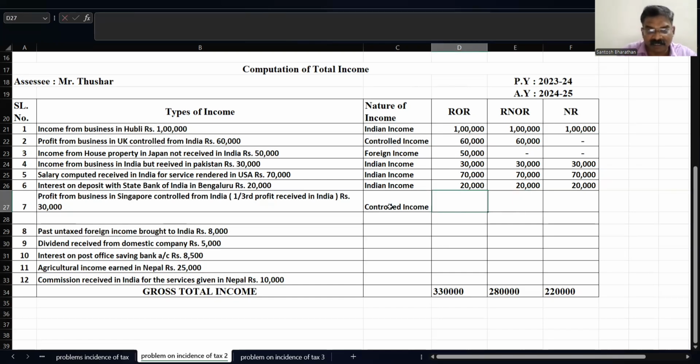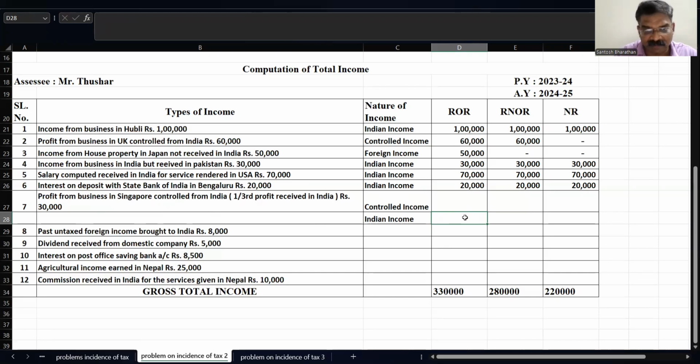Okay, so how much do they say? One third, and again one third in the sense that it is received. Okay, 30,000. Again, we have an Indian income. What is that Indian income? One third profit received in India, rupees 30,000. Out of that 30,000, one third is received in India. Whatever is received in India, we treat as an Indian income. So two things are there. One is a controlled income. The second is Indian income.